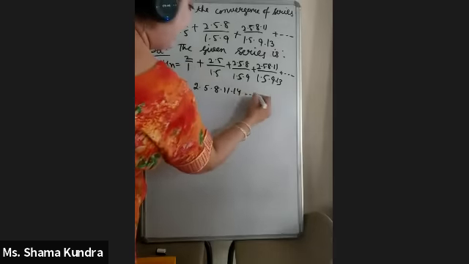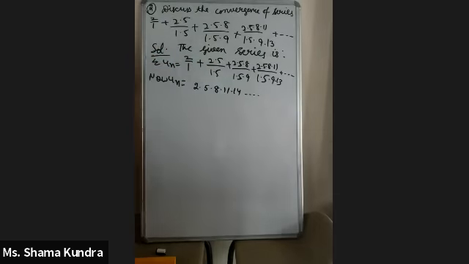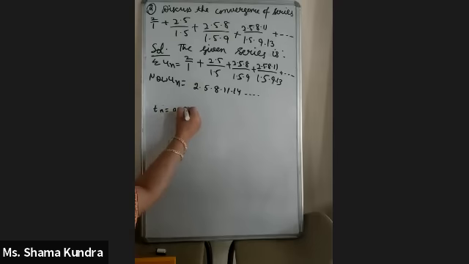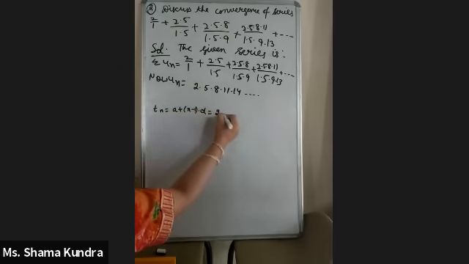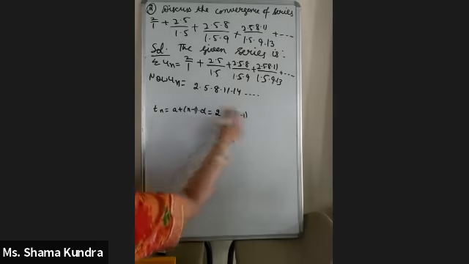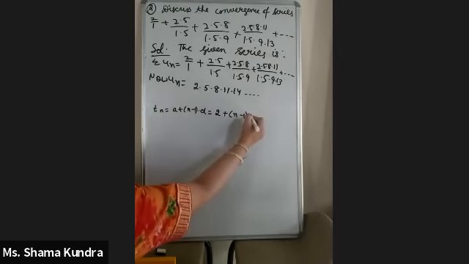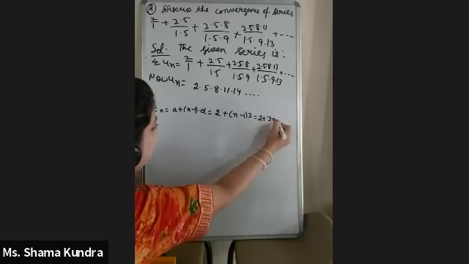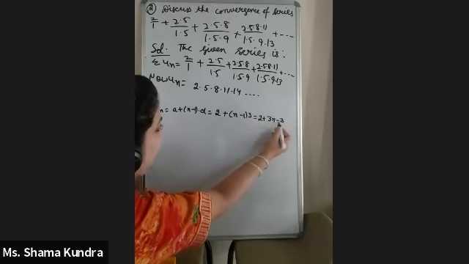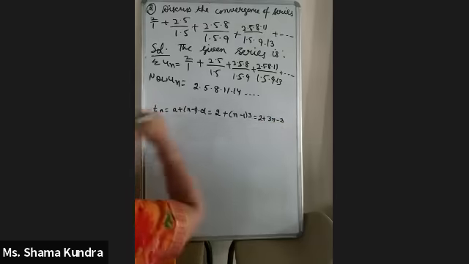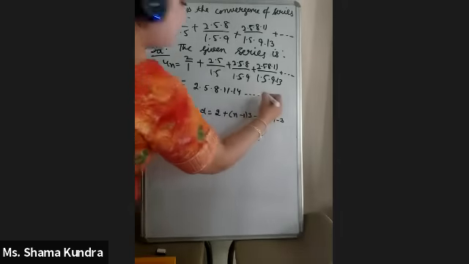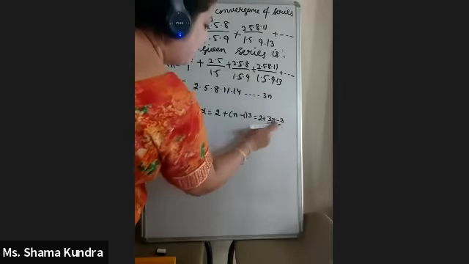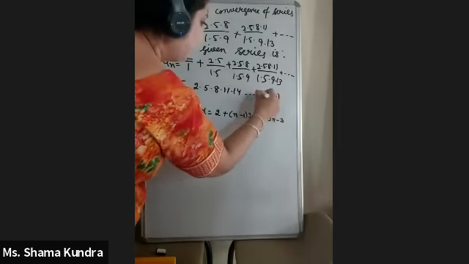So for nth term, we use the formula Tn equals A plus n minus 1 into D. Here A is 2, D is the difference, 3. Simplify it: 2 plus 3n minus 3, 2 minus 3 is minus 1. So last term is 3n minus 1.